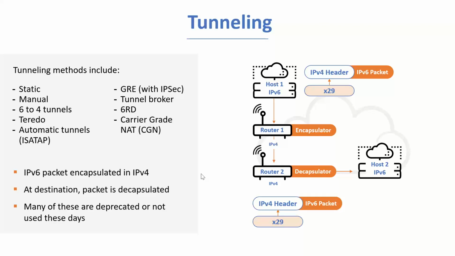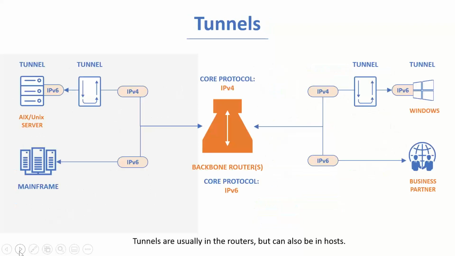Well, what we're going to do is start doing tunneling. What is that? We're going to stick that packet inside another. Some of these are actually deprecated and not used these days, but other ones, such as Tunnel Broker, 6RD, CGN, a bunch of those are very much used, and they're used oftentimes at the ISP level. So let's talk a bit about how tunnels work.